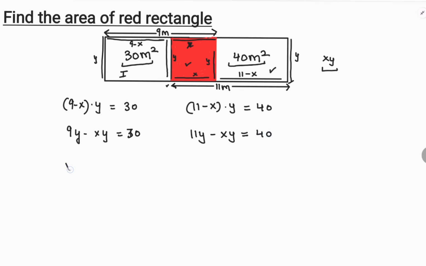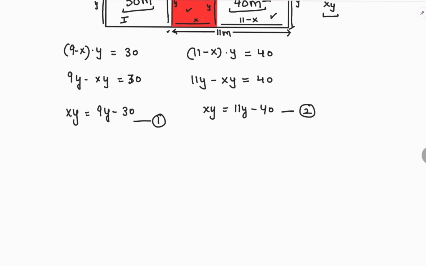Now if I solve this, I can write xy is equal to 9y minus 30, and from the second equation we can write xy is equal to 11y minus 40. Now if we look at equation number 1 and equation number 2, both have the left hand side as xy and the right hand sides are 9y minus 30 and 11y minus 40. So what will I do? Because the left hand side is equal, I will equate the right hand side.